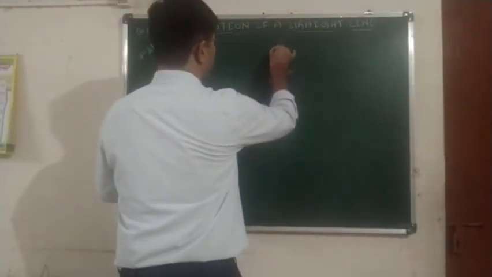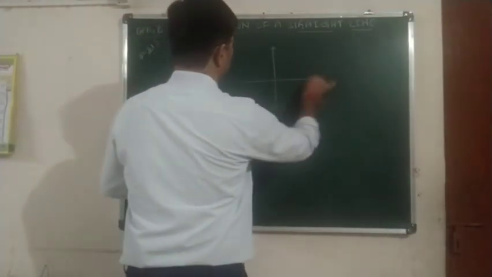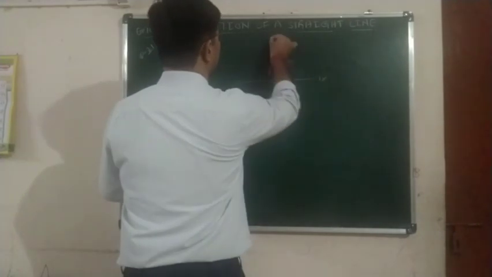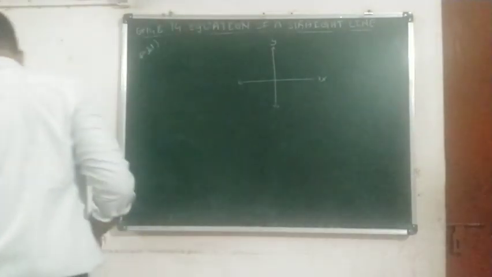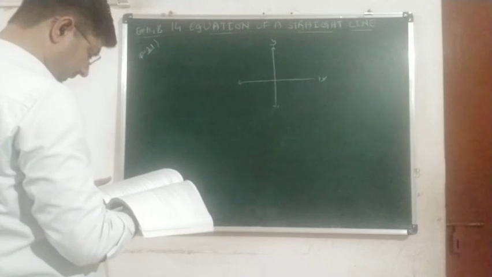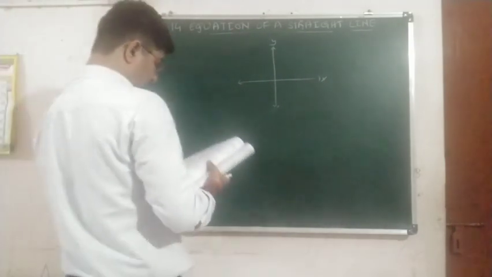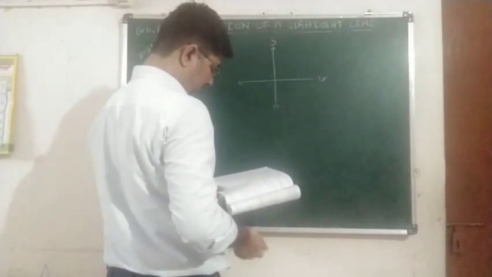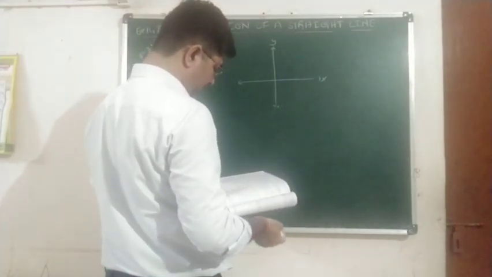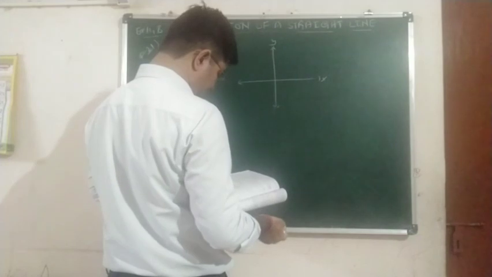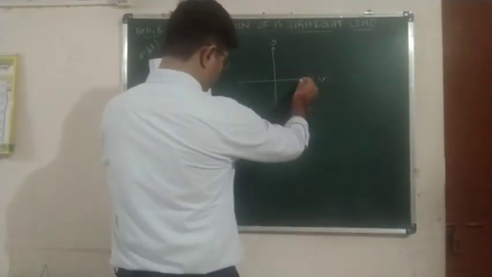I will tell you, let us try to understand this fact with the help of a diagram again. Okay, we have the x and y coordinate axes. One equation of a line is given, that is 2x is equal to 3y plus 13. If you put y is equal to 0, then x is equal to 6.5.